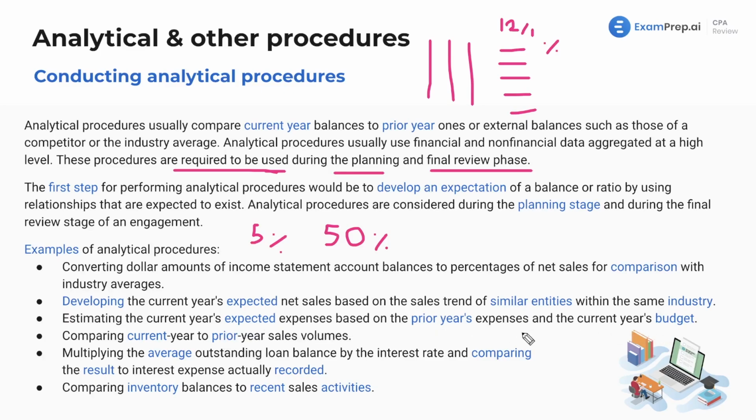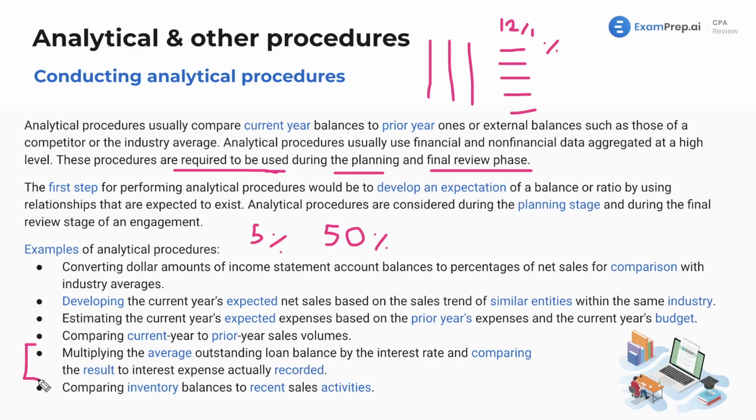Obviously, you can use the internal entity's assessment, which is their budget, in helping assess what you expect to happen. You can compare current year to prior year sales volumes. I mean, really, you can compare current year to prior year anything, not just sales volumes. You can multiply the average outstanding loan balance by the interest rate and compare the result to interest expense actually recorded. Now, this is one that you could say is likely a substantive procedure of recalculation.